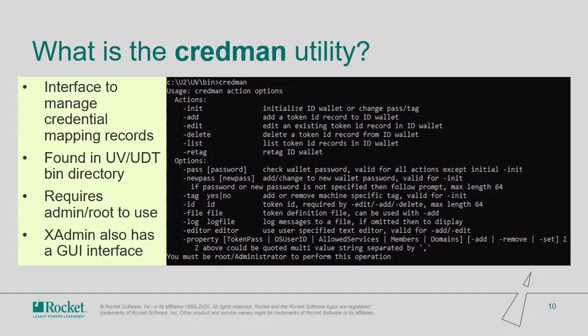The Credman utility is just an interface to manage credential mapping records. You can see all the options there in the screenshot. It's found in the Universe and Unidata bin directory and does require either someone from the administrators group or root on Unix and Linux to use. Xadmin from our DB tools does actually have a graphical interface to the Credman utility here, so you can use that as an option as well.